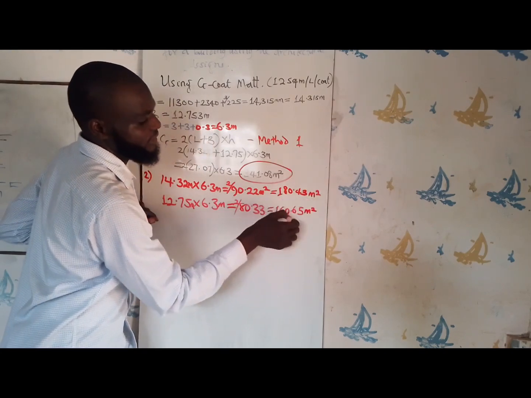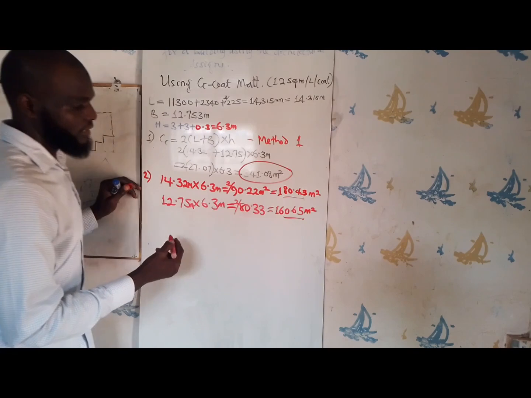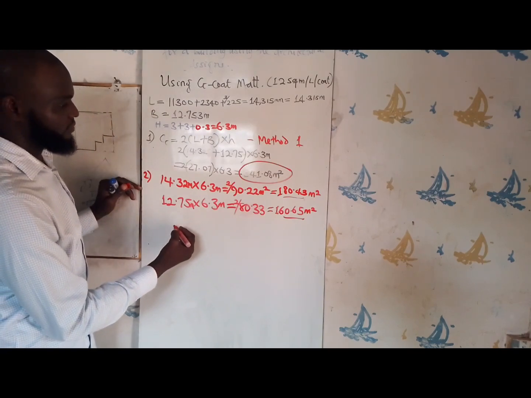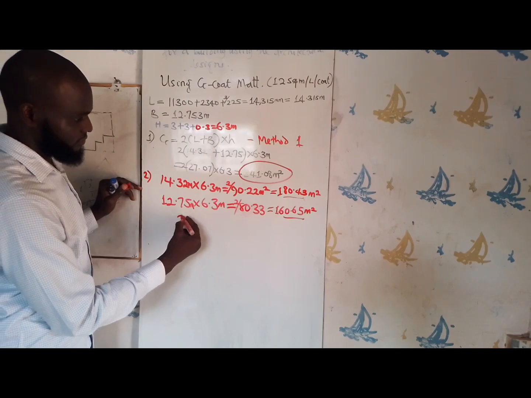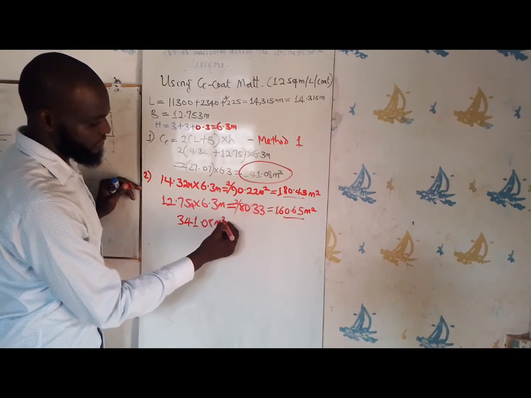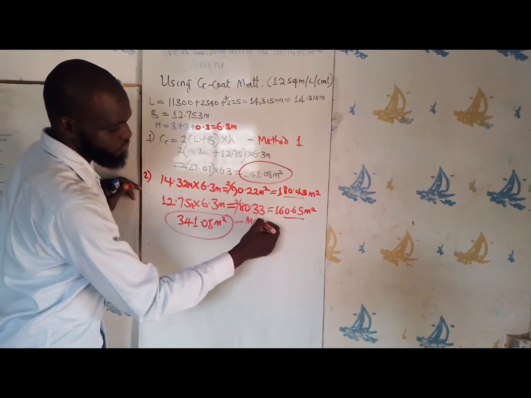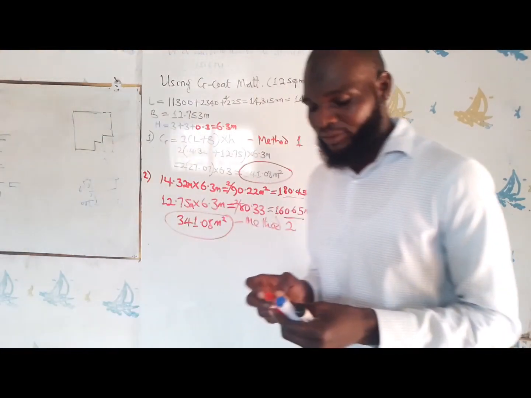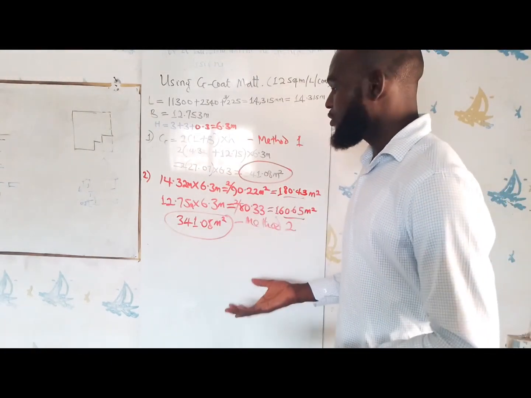So now let's add these two together. This and this. What are we going to get? 341.08 square meters. Can you now see methods 1 and 2? Can you now see that we arrive at the same answer? But look at the steps we went through here. So it depends on your choice.